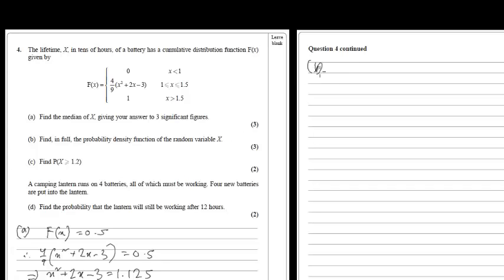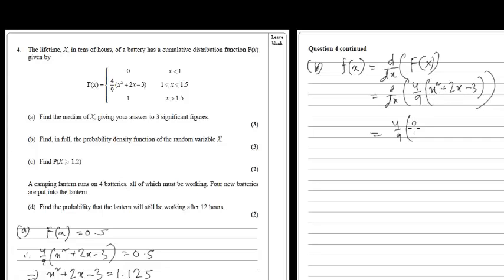For finding the CDF, we need to integrate the PDF, and for finding the PDF, we need to differentiate. We need to break it down. d/dx of F(x). So this is going to be d/dx of 4/9 x squared plus 2x minus 3. Now you can just keep the constant outside. Just differentiate whatever is inside. So this is 2x plus 2. So you can take the 2 common and it would be 8/9 (x plus 1).